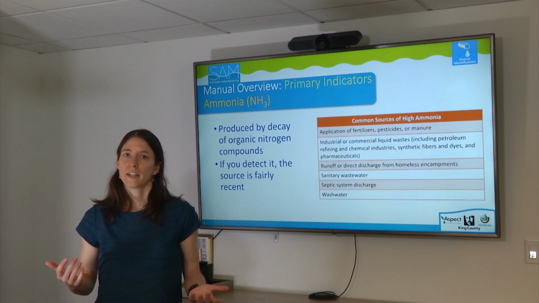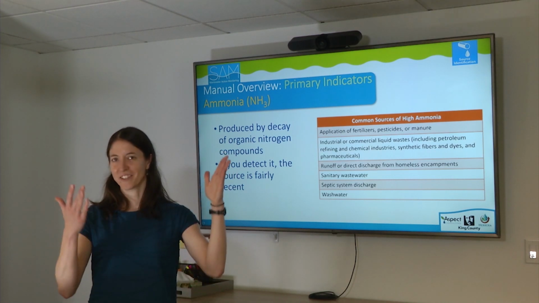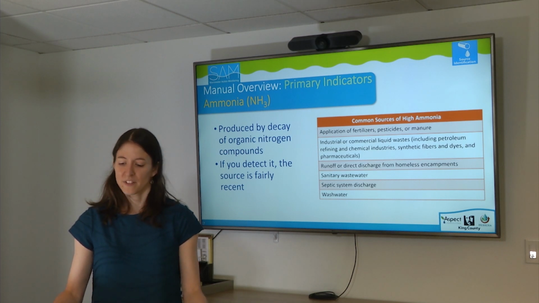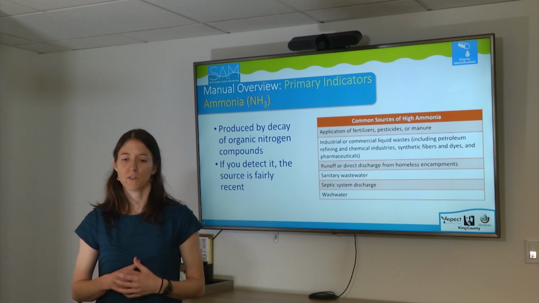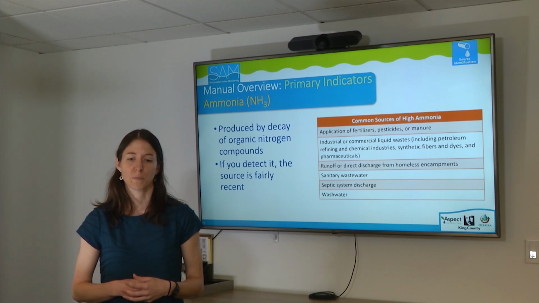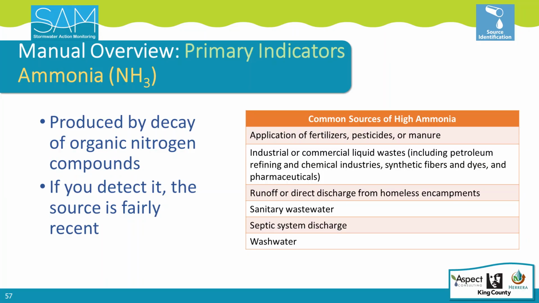So walking through our list, again, I mentioned we did things in alphabetical order, so it doesn't mean ammonia is your top indicator. It's just out of the 7, the one that comes up first in the alphabet. This is on page 63 of your manual, or page 73 in the PDF version. Most of you are probably familiar with what ammonia is, but generally it's produced by decay of organic nitrogen compounds. If you detect it, then the source is fairly recent because it breaks down over time. And here are some common sources of high ammonia. That could be a result of sanitary wastewater, septic system discharge, fertilizers or pesticides, manure, or industrial or commercial waste. So taking a look at what some potential sources are of ammonia.